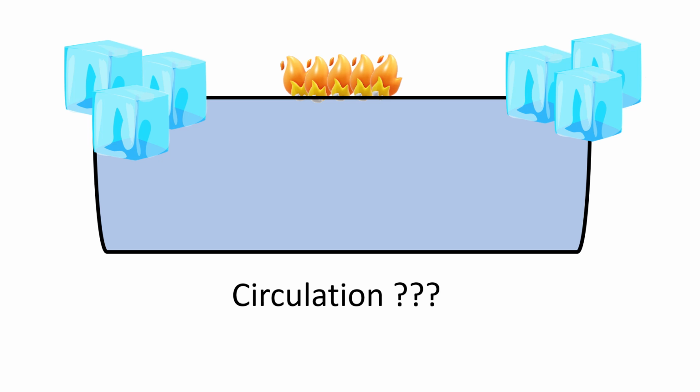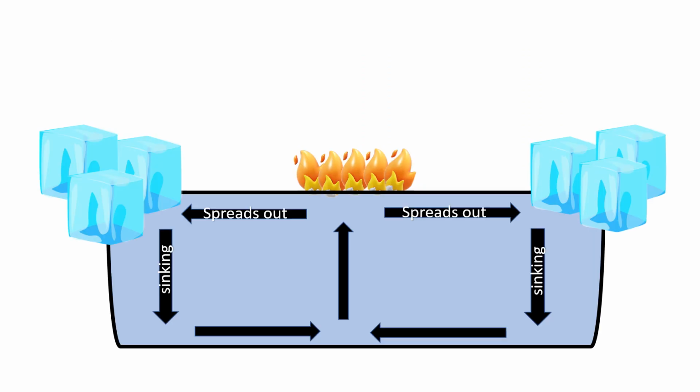Now, here we have a new scenario. Imagine we place some ice cubes on the circumference of the container as shown. With this new setup, do you think there will be any circulation? Why or why not? Please take a moment to think about it and maybe pause the video if you want. I hope that you got that right. The resulting circulation pattern is indeed similar to the first case as shown.